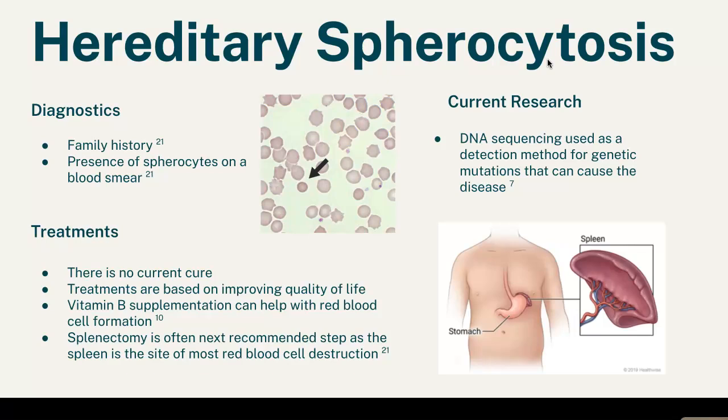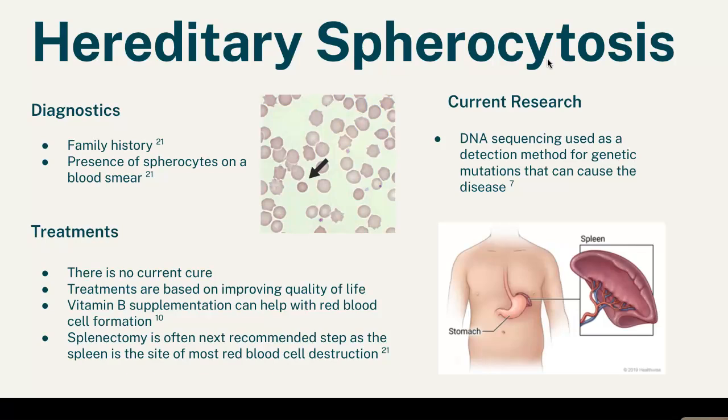Currently, there's no cure for hereditary spherocytosis, so treatment is based on improving symptoms and the quality of life for individuals with the disorder. Folate, a B vitamin, is often recommended for people with anemia as this is an important component of red blood cell formation. The treatment that is usually most effective for minimizing the negative effects of hereditary spherocytosis is splenectomy, because the spleen is the site of most red blood cell destruction.